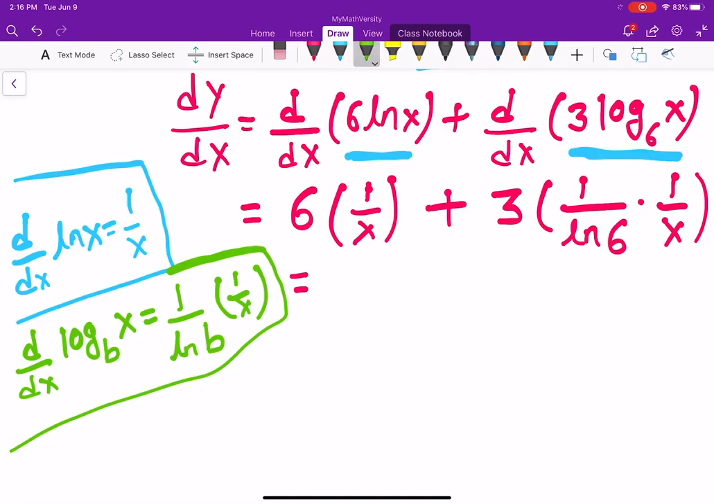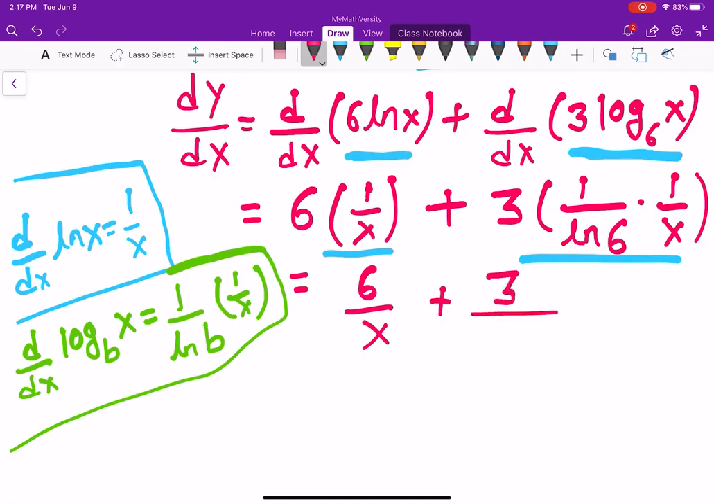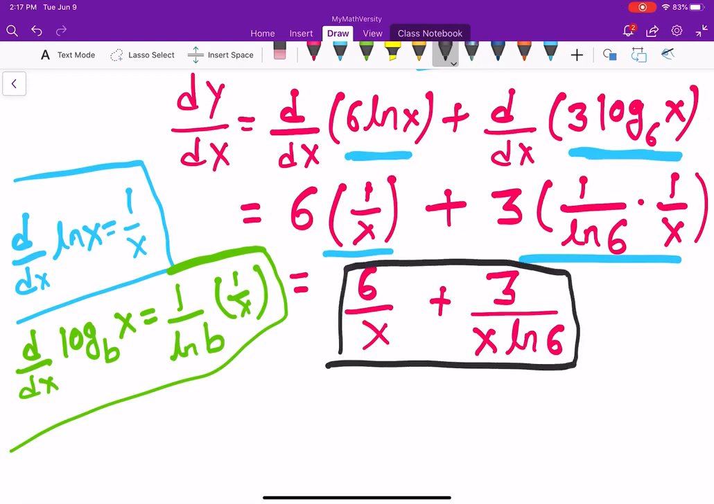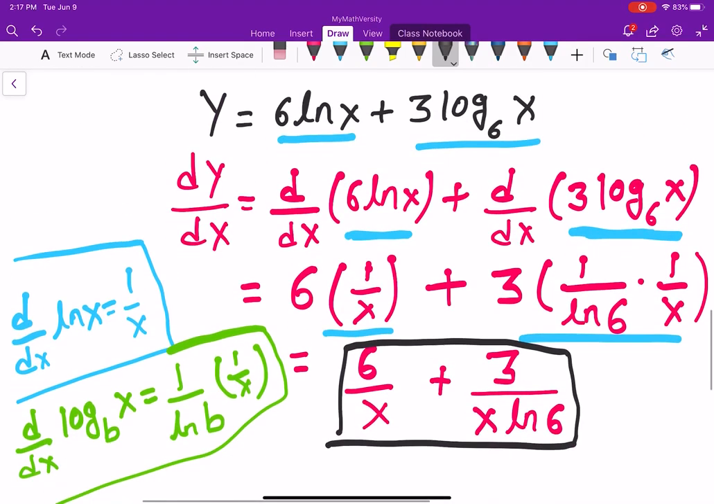And now we have already figured out the derivative of y with respect to x. We just need to simplify. So let's simplify the first term, which is the derivative of 6 times 1 over x, just 6 over x, right? And how can we simplify the second term? That can be written as 3 times 1 times 1 on the numerator will be just 3 divided by x times ln of 6. And this is the derivative of this given function, 6 times ln x plus 3 times log to the base 6 of x.